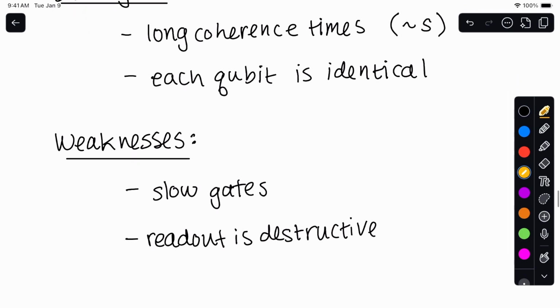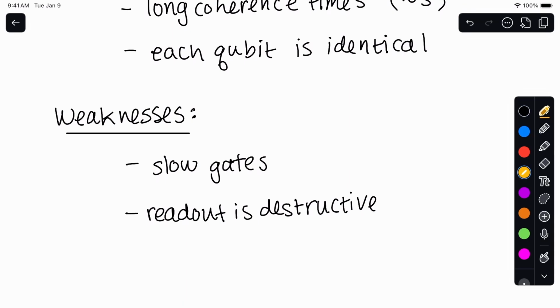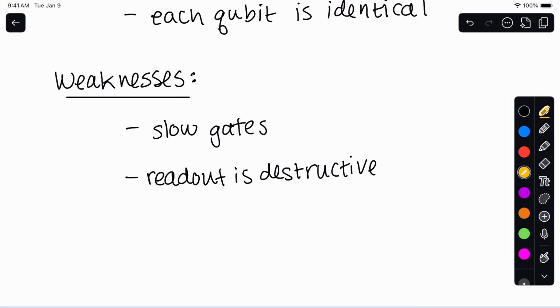One weakness that neutral atoms have is slow gate times. This goes hand in hand with the long coherence time, because the two levels in the atom don't interact much with the environment, it also means that it's hard to interact with them to perform gates. So the gates are going to be slow. And also, readout is destructive. When you try to measure your qubit and learn what state it's in, there's a high probability that the atom will be lost from the optical tweezer, the trap. So you can't read out your qubit and then continue to use it.